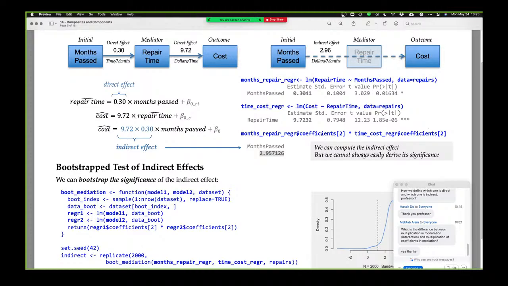What if in another car repair shop they collected another sample? They would get a slightly different coefficient from us. Hopefully it's similar, but it could be slightly different. So what should we do?